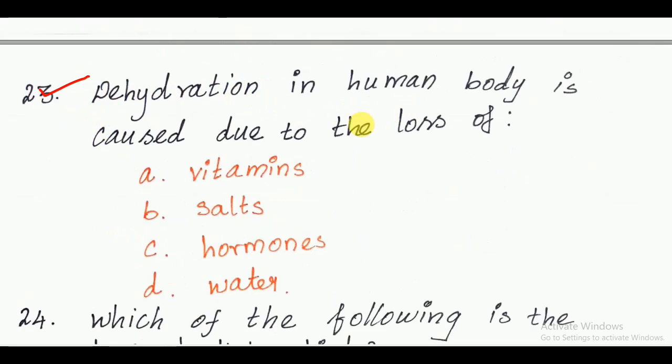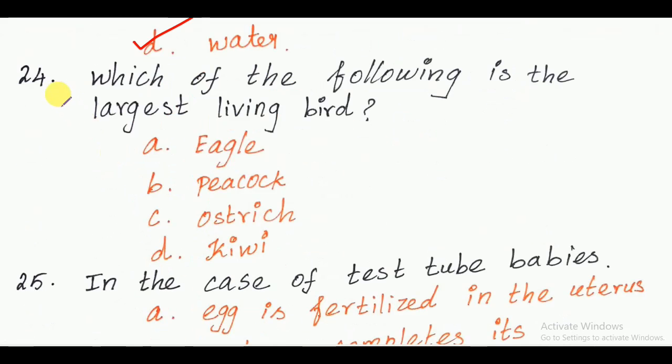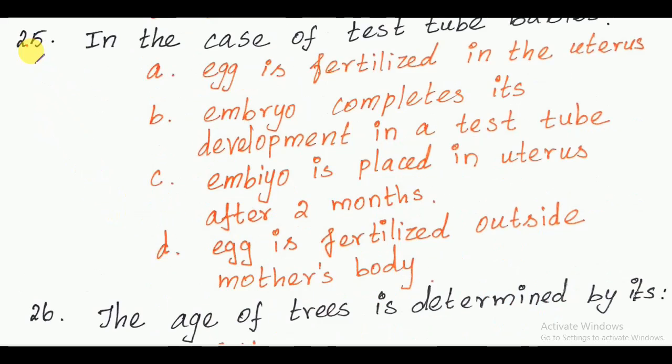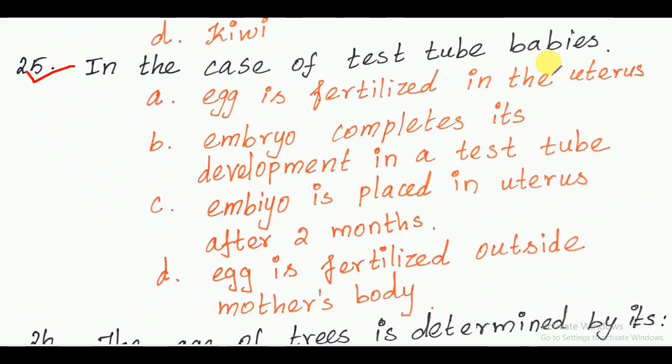Next, 23rd. Dehydration in the human body is caused due to the loss of water. Next, 24th question. Which of the following is the largest living bird? The answer is ostrich. Next. In the case of test tube babies, the embryo is placed in the uterus after 2 months.